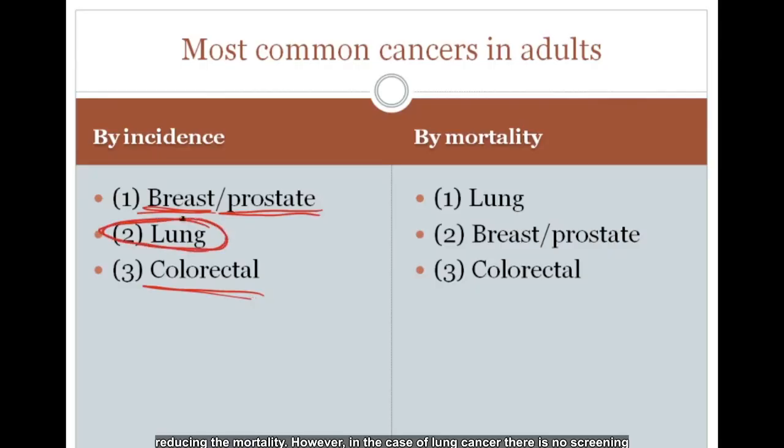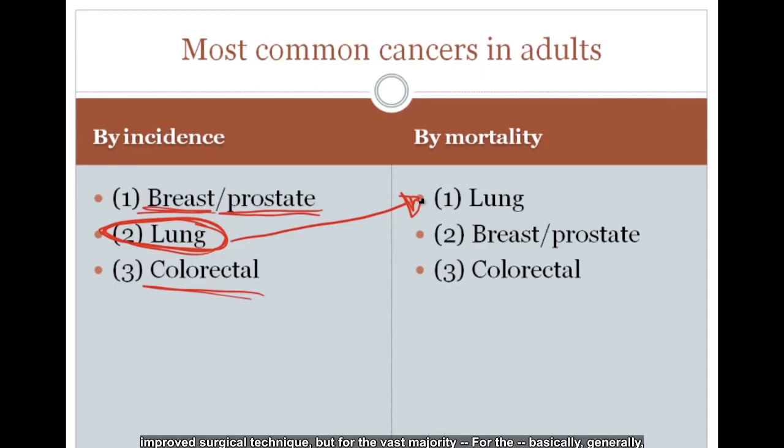However, in the case of lung cancer, there is no screening mechanism. Lung cancer usually presents late in the course. There is no practical screening methodology, and so therefore it pops up to number one as far as mortality is concerned. And to me, one of the most interesting statistics is that if I asked you what was the 5-year survival for lung cancer 30 years ago, the answer would be about 15%.